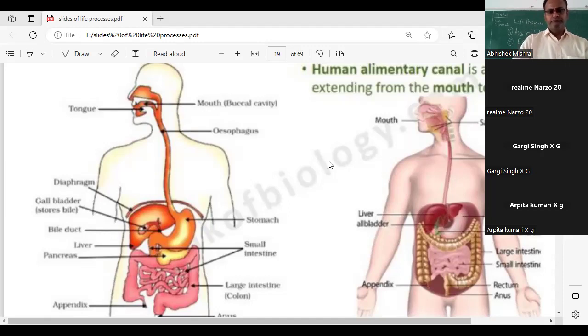Pepsin is a digestive enzyme that helps us to digest our food in the stomach. Which food? Protein. Pepsin will digest which component of the food? You said protein. Which component of the food? It will digest the protein. Very good. Yes, very good. Correct. Okay.